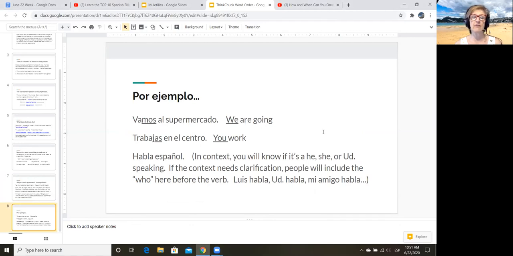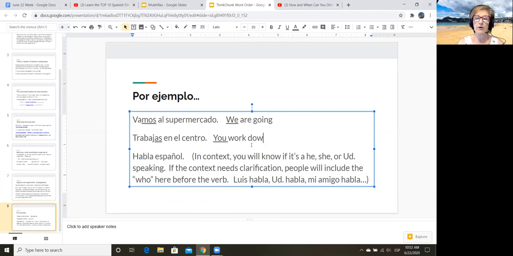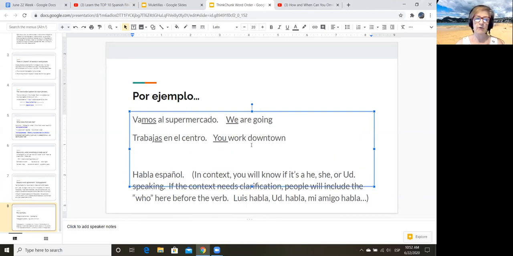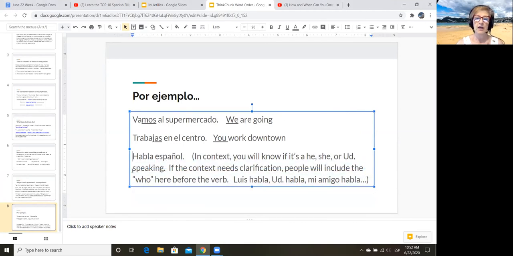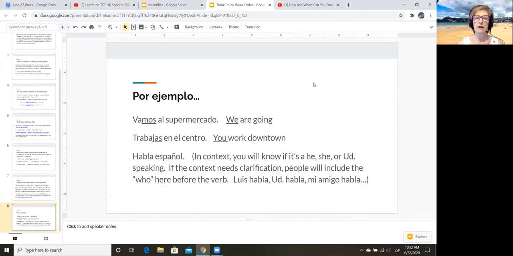Okay, so por ejemplo, what does that look like? Por ejemplo, for example, vamos al supermercado. They don't bother with the we word. It's just vamos. That whole word means we are doing the action of going. We're going. Vamos al supermercado. Trabajas en el centro. You work downtown, because downtown is el centro, right? Perdón. Okay. So in Spanish, we are taking that underlined word in the second sentence there, and we're dropping it. That verb conjugation tells who's doing it, okay?